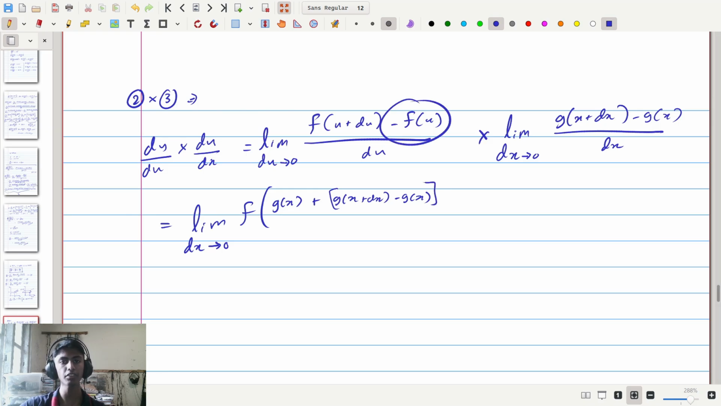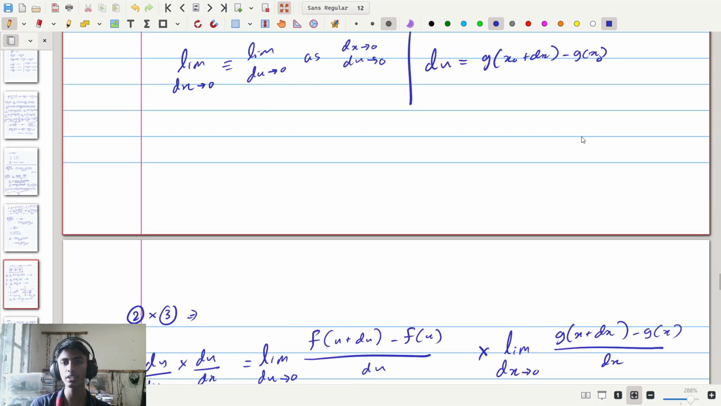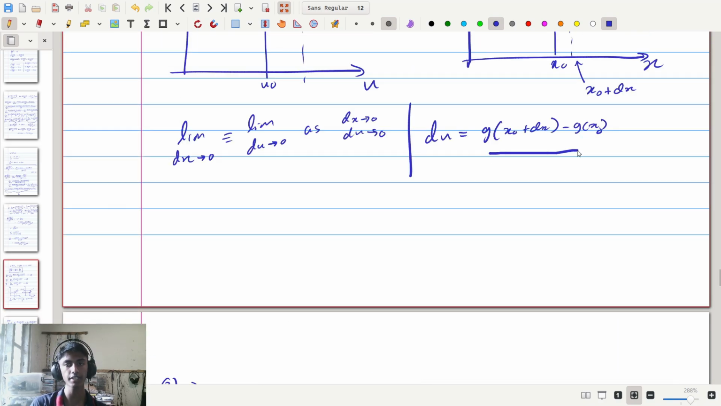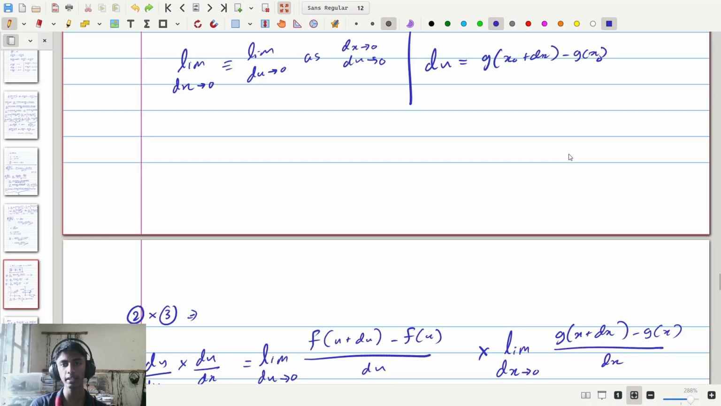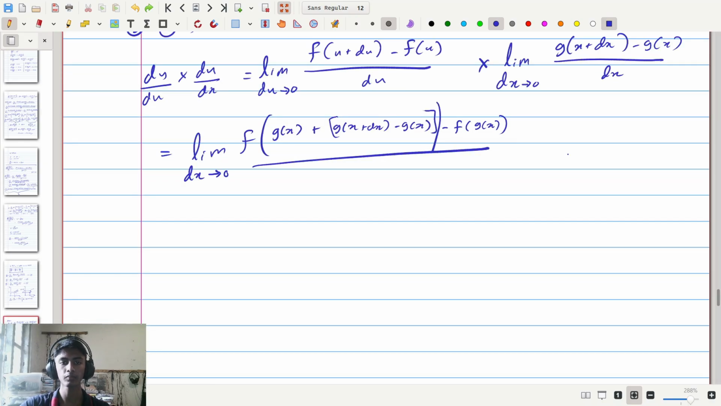And then there's a minus f of u. f of u is f of g of x, so here we can substitute minus f of g of x, and then the whole thing here needs to be divided by du. So du here is g of x plus dx minus g of x. Substituting that in as well, we have g of x plus dx minus g of x over here.